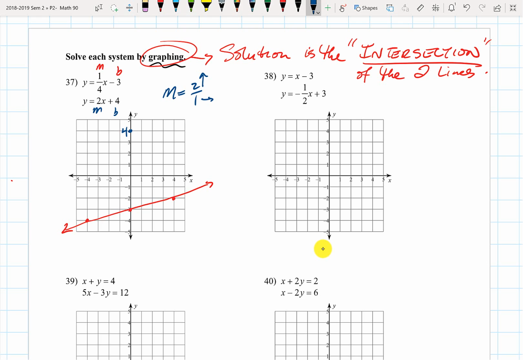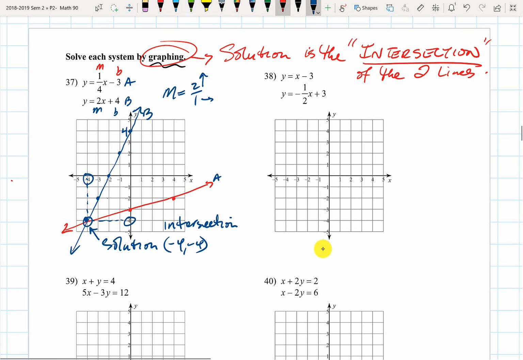So it's off the graph. So we're going to go down 2, left 1, down 2, left 1, down 2, left 1, down 2, left 1. There's the solution. You have to go positive slope here. So this is line B, and this one's A. There's the intersection: negative 4, negative 4. So my solution is negative 4 comma negative 4. It's the intersection of the two lines.